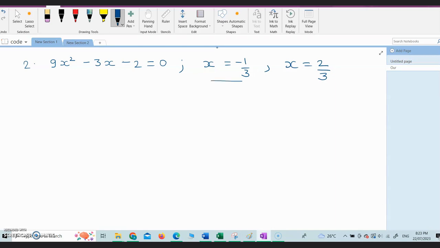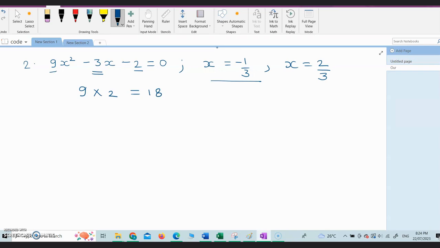First is to put the values of x in this equation and check whether left hand side is equal to right hand side, or the second method is to solve the equation. So I will solve the equation here for you. Again we will use the middle term split method. That means we have to split this middle term into two parts so that the multiplication of these two parts will be equal to the multiplication of the coefficient of x square and the constant term. So here if we multiply 9 and 2 together, it will be 18.